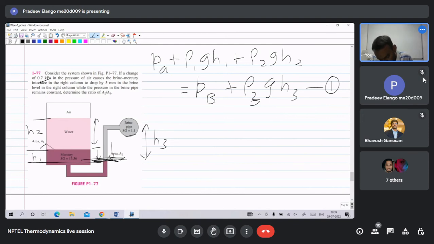There will be a new datum. So this can be given as, this H2 will remain the same. It will not change. This H1 will become, I will write H1 prime for the new condition. It will be H1 minus X minus 5.